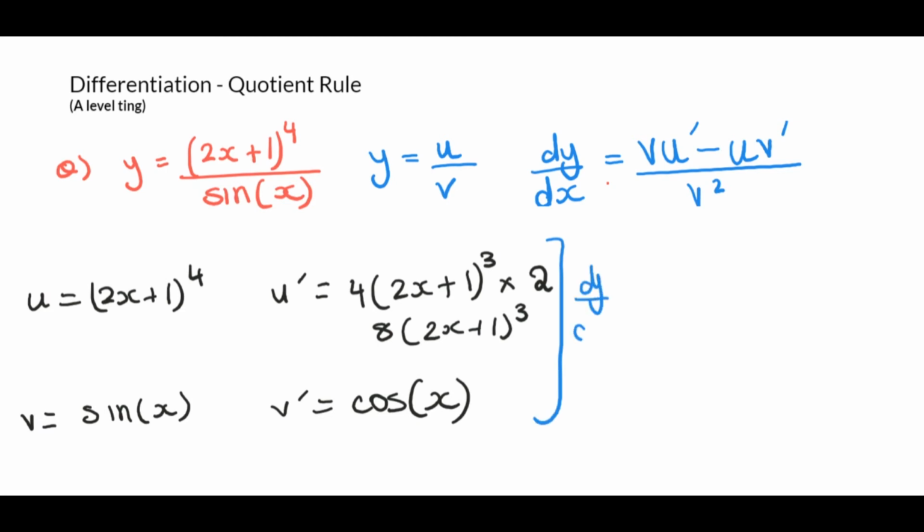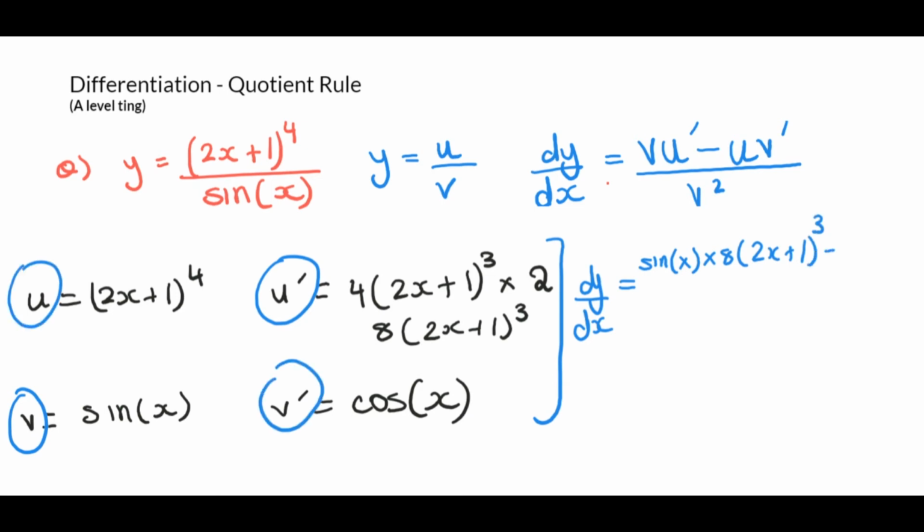So this one's going to look dirty, I can't lie to you. So vu dashed, so this times this. Okay, vu dashed is sin x multiplied by the 8, (2x plus 1) all cubed. Minus this times this, so (2x plus 1) to the 4 times cos x. All divided by v squared, which is sin squared x. So ultimately that's how you would do this question. Now, let's look at something else.